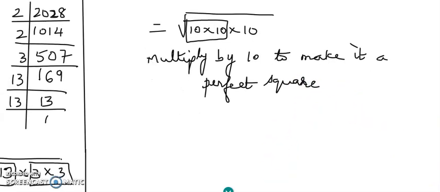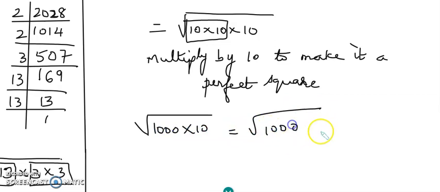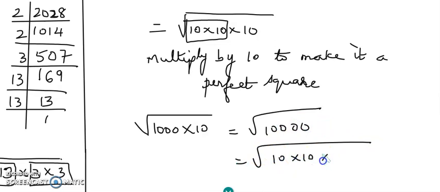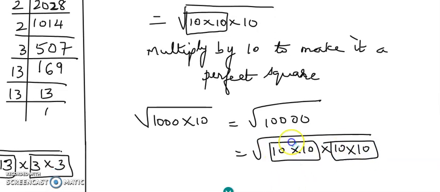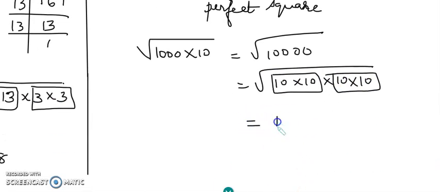So if I multiply by 10, what will happen? 1000 multiplied by 10 will become 10,000. The factors will be 10 multiplied by 10 multiplied by 10, and then one extra 10 which we have multiplied. So we have these pairs. From these pairs I'll be taking 10 out. So this will be 10 multiplied by 10, that is 100.